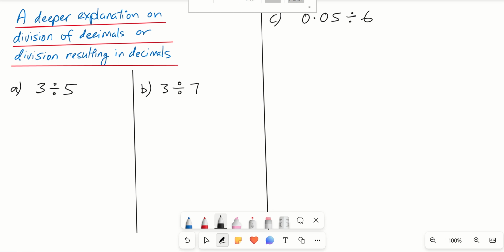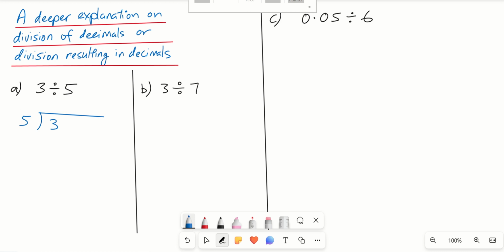Here is a video on why we perform the steps as we do when dividing numbers that result in decimals, or when dividing decimals. So here's an example. We've got 3 divided by 5. So again, I'm going to put the 3 as a dividend in the division bracket, and we're going to put 5 on the outside.